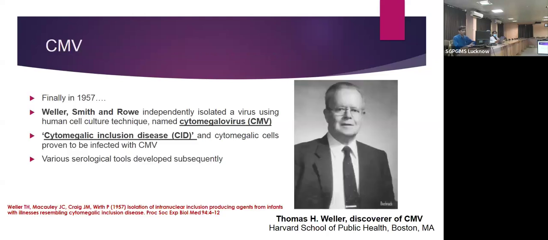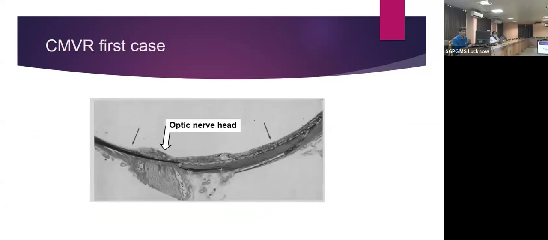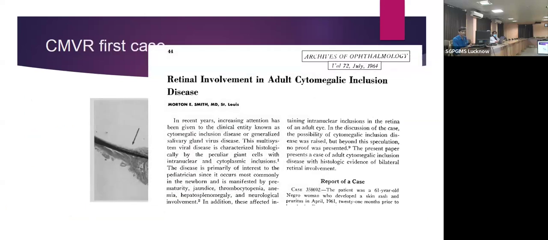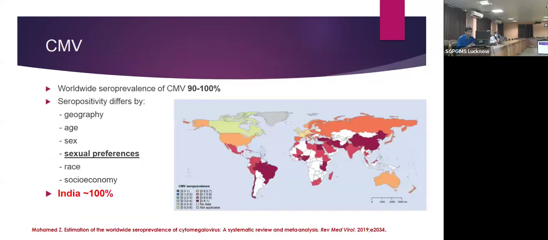The most common type of viral infection in the eye in immunocompromised patients, or in hematological disorders, kidney transplant, solid organ transplantation, BMT, etc., is CMV, cytomegalovirus infection. Weller is credited, said to have discovered cytomegalovirus for the first time, and was awarded the Nobel Prize for this. The first report of ocular involvement by cytomegalovirus infection was in 1964.